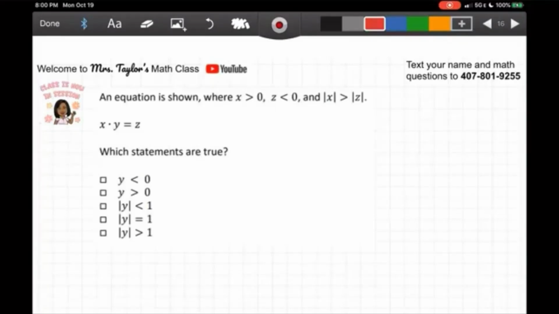So an equation is shown where x is greater than 0. So that means that x is a positive number. And z is less than 0. So that means z is a negative number. So the absolute value of x is greater than the absolute value of z. So when you have x times y equals z, it says which statements are true.